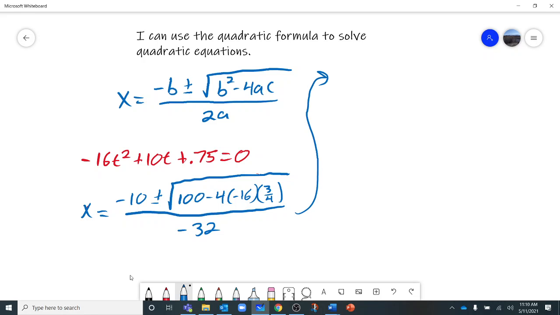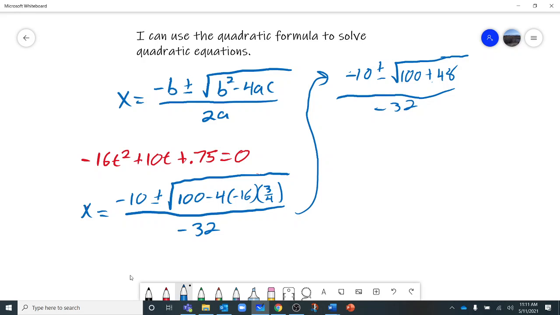And take this up here. Simplify the radicand or the radical. We have negative 10 plus or minus the square root of 100 plus, okay, because we had a negative 4 times negative 16, so that gave me a positive 64. Let's see, that gives me 16 times 3. 16 times 3 is 30 and 18, so 48. So 100 plus 48 all over negative 32.